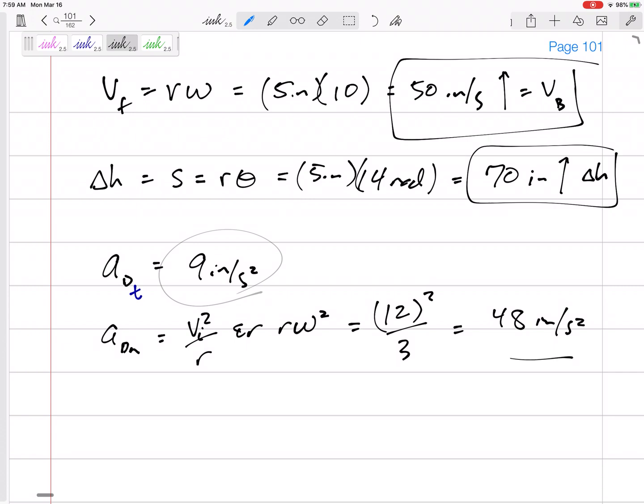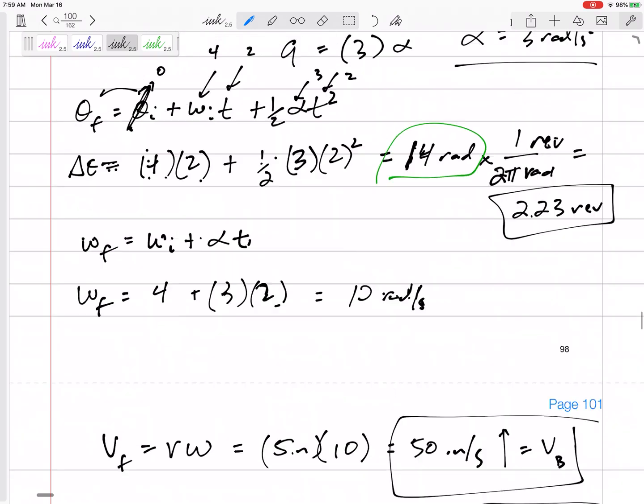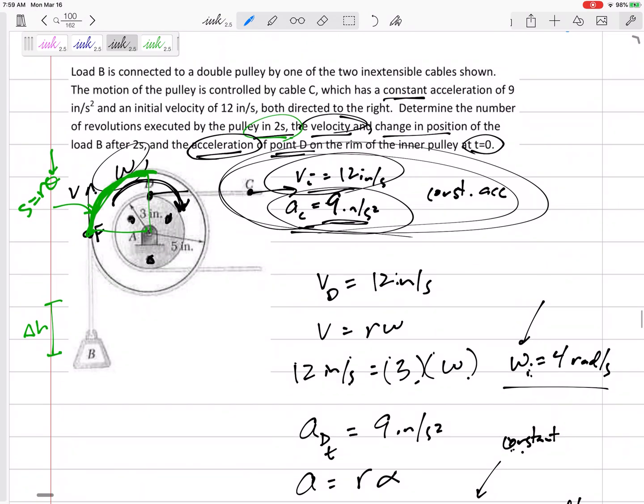Last problem, I squared these and took the square root because it asked for the magnitude. If it had asked for the magnitude, then I would square those and take the square root. If it asks for the acceleration, I don't want the magnitude. I want you to leave it in i's and j's. So this 9 would be right there in the I direction. We were lucky that this was at the very top of the pulley. It's just in the I direction.